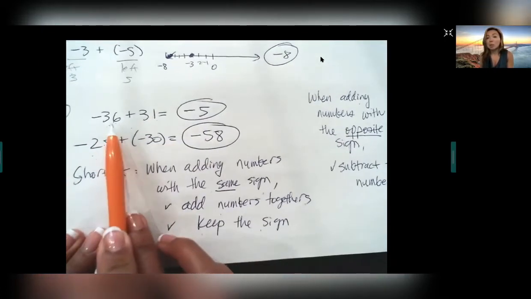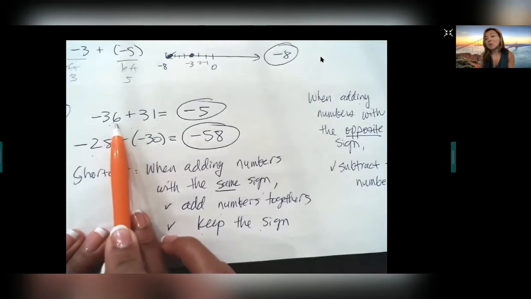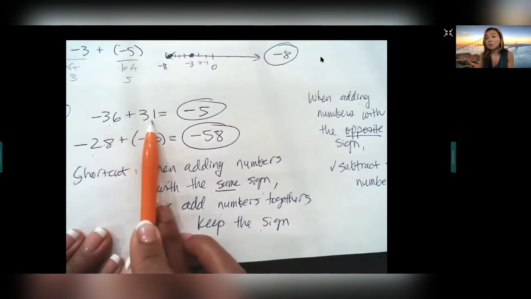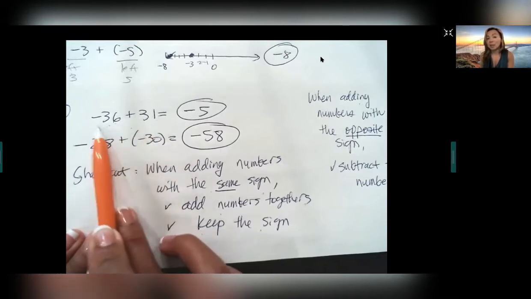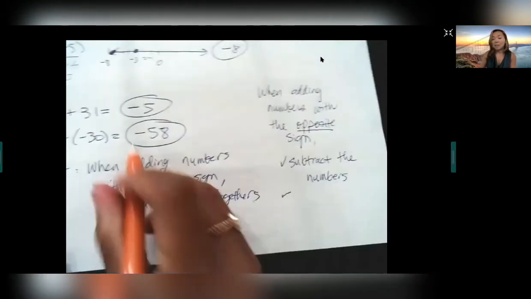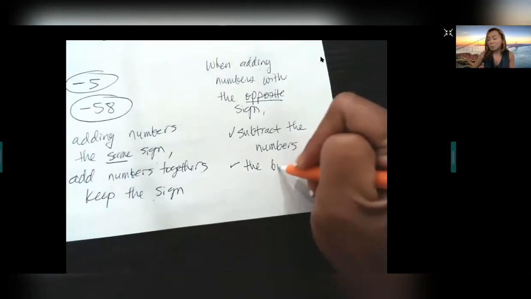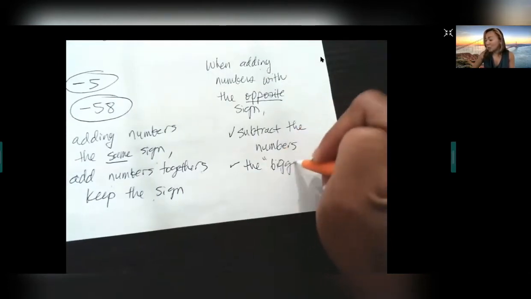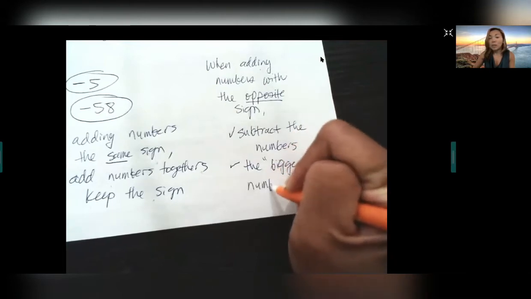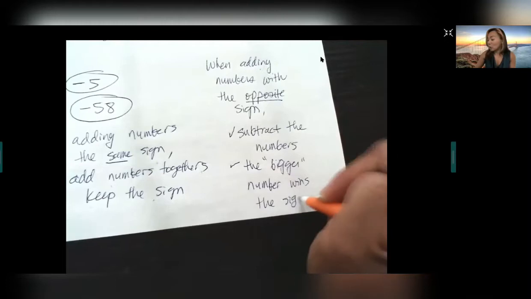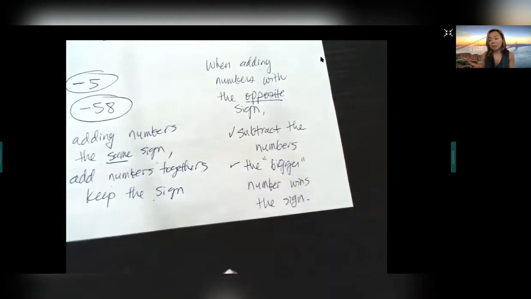In this problem, we walked more to the left because we took 36 steps to the left and only 31 to the right. So which direction did we walk further? We walked to the left further. And the left was a negative, so therefore it was a negative answer. So here we say the bigger number wins the sign. So that's how you know if your answer is going to be positive or negative.